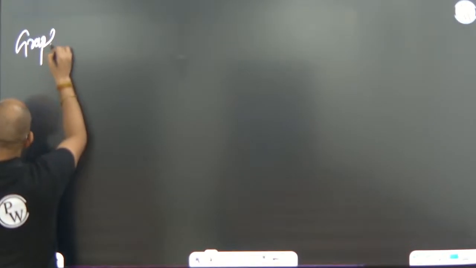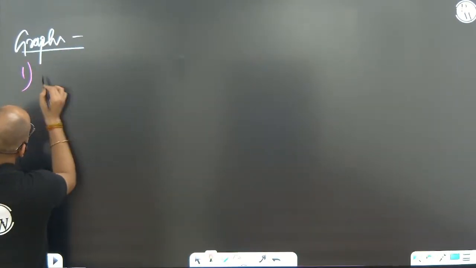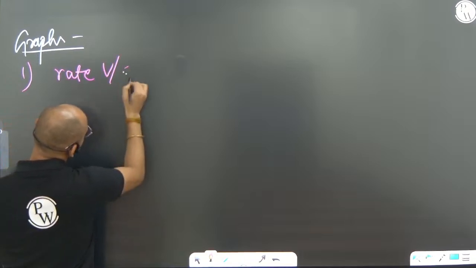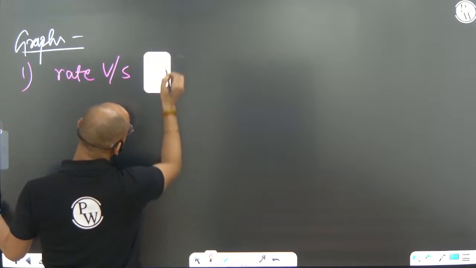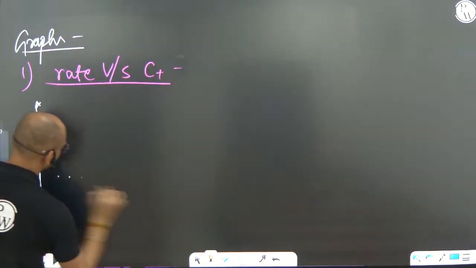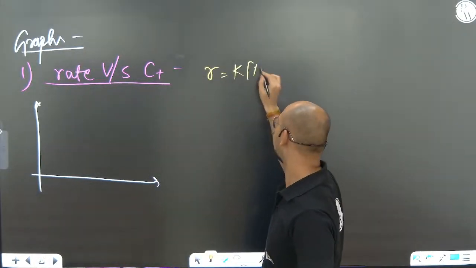Graphs is very important. Graphs, what are the graphs? First one is rate versus concentration, that is CT. The rate versus CT. What is that rate versus CT? Let me show you with some help. We all know that integrated rate law expression: R equals K A to the power 1.